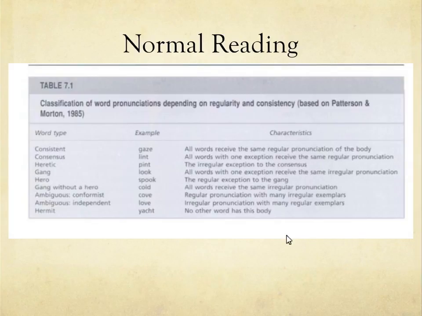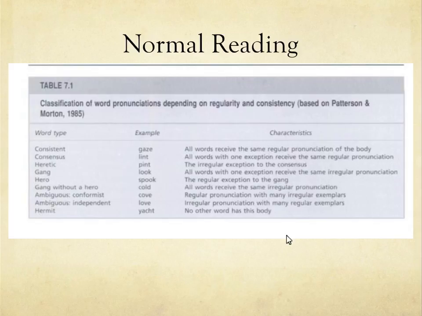So there's this table from the book, and I don't remember what page it's on, so I cut and pasted it in here, about regularity and consistency. And so some of the words we're going to use here: words that are consistent have the same regular pronunciation the entire time. Words that are consensus, almost all of them are pronounced one way except one of them. So lint, mint, there's pint. Have is a consensus word. Save, gave, wave, Dave, cave, and then have. The heretic is the one irregular exception. So it's also like pint.